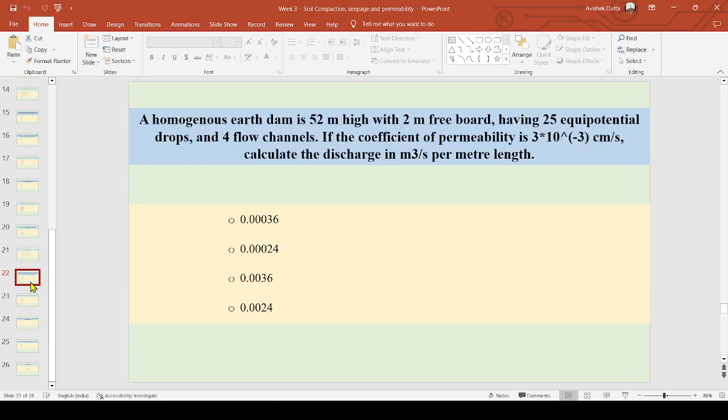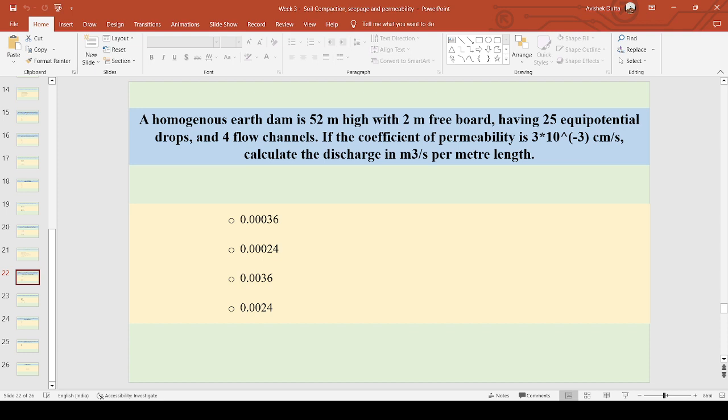A homogeneous earth dam is 52-meter high with 2-meter freeboard, having 25 equipotential drops and 4 flow channels. If the coefficient of permeability is 3 into 10 to the power minus 3 centimeter per second, calculate the discharge in meter cube per second per meter length. So we have a homogeneous earthen dam which is 52-meter high and it has 2-meter freeboard. It has 25 equipotential drops and 4 flow channels inside of it.